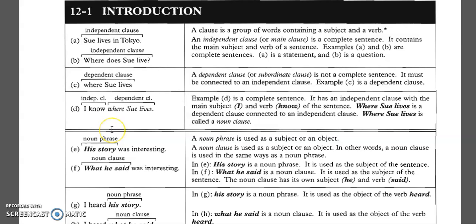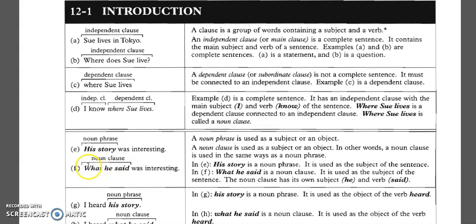Gitu. And then, in noun phrase, his story was interesting. What he said was interesting. Jadi walaupun bentuknya word, bentuknya phrase, bentuknya clause, sebuah noun ya tetap noun. Tugasnya itu sebagai subject atau object. Nah, here it is a noun phrase. Frasa itu adalah a group of words. Dia tidak ada subjek, tidak ada objeknya. Hanya kumpulan kata saja. Gitu. Kalau kata ya kata, satu kata saja.